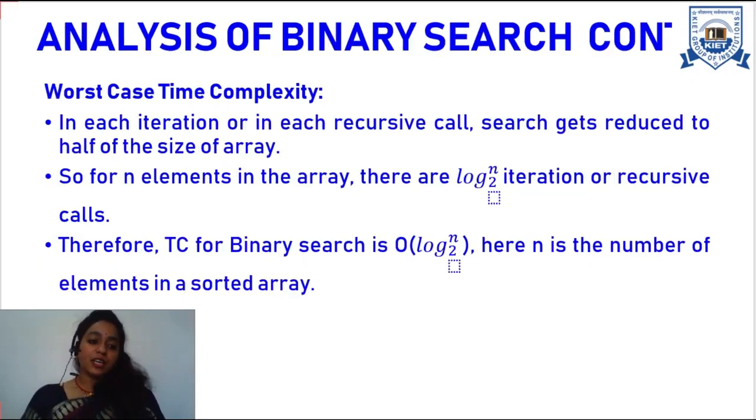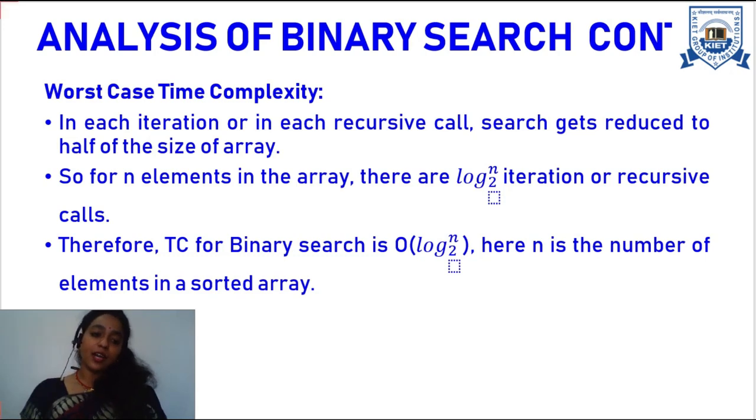The worst case is when the element was not present in the array. So in each iteration, what we are doing, our search gets reduced to half of the size of the array. So suppose the array was of n elements, so total number of recursive calls or total number of iterations that were needed, each time size of the array is reducing by half, half, half, half, half. So total number of iterative calls will be log n base 2. So total time complexity for binary search will be log n base 2, where n is the number of elements in a sorted array.